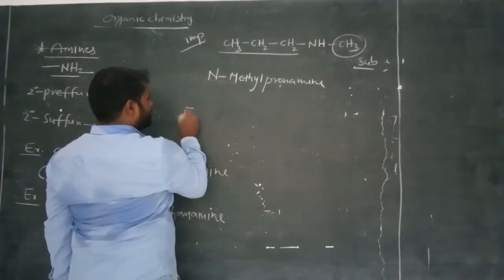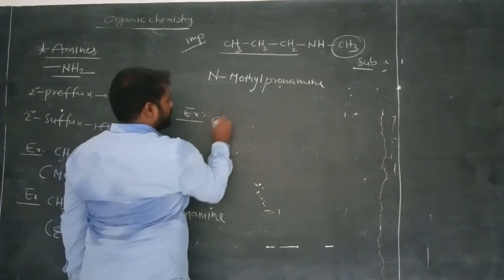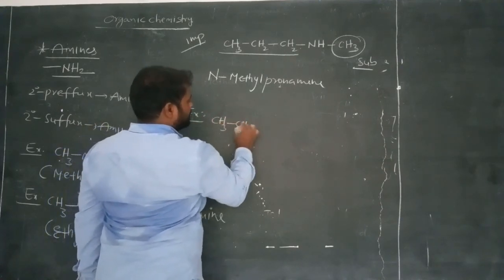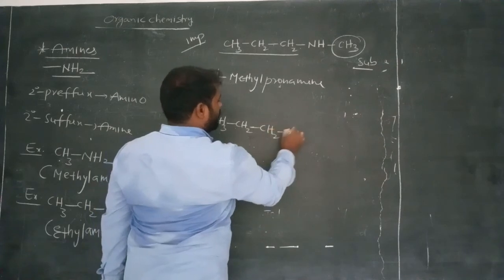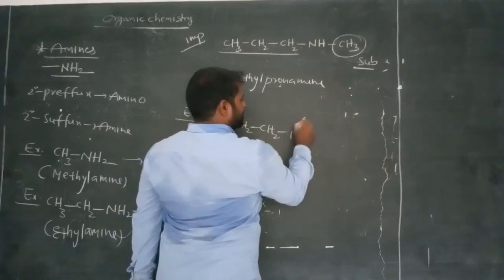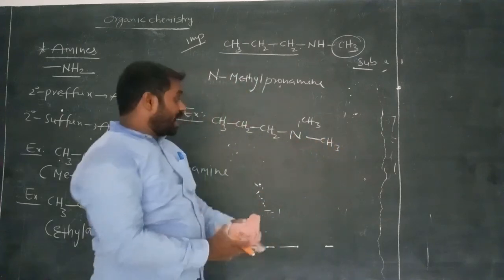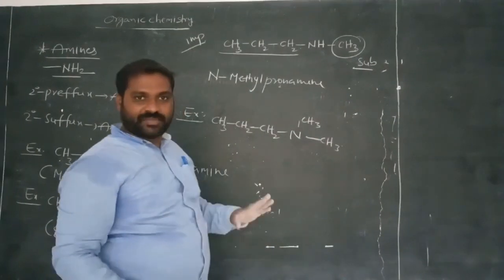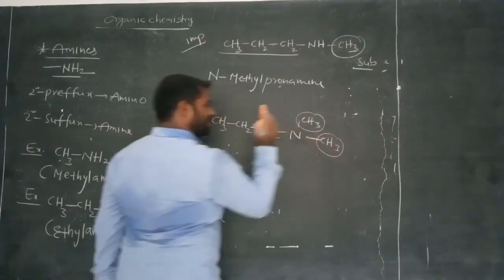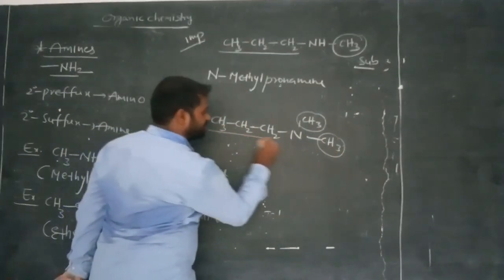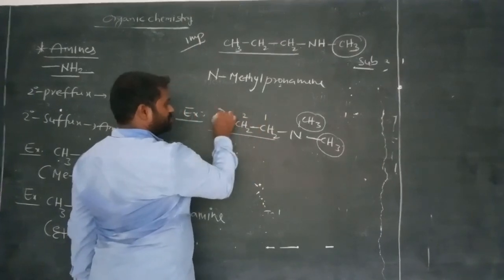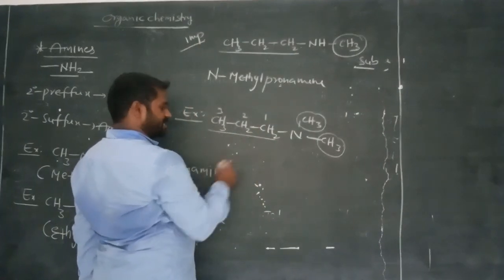Let's see one more example regarding this. CH3 bond CH2, CH2 bond N and CH3. Instead of two hydrogens, we keep two methyl groups here, am I right? Now these two act as substituents on this nitrogen. This is the main chain. Okay, 1, 2, 3, three carbons are present.